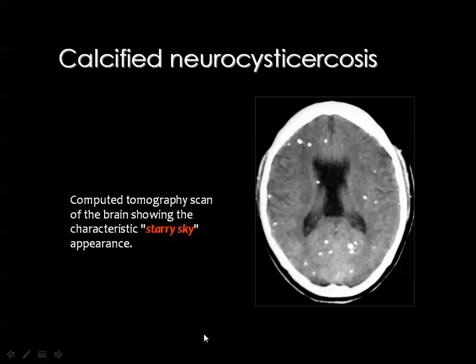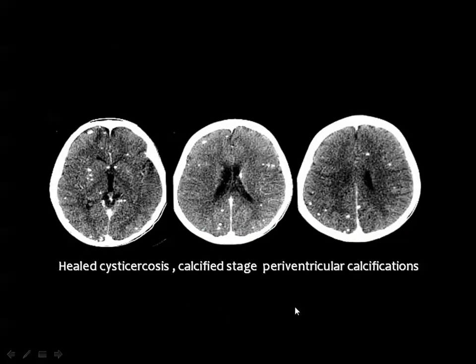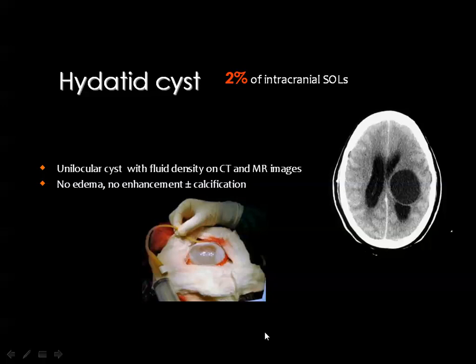Then we go to calcified neurocysticercosis, what we call the starry scar, with many periventricular calcifications, which is similar to the rest of congenital intracranial calcification. And this is healed cysticercosis, which should be included in the differential diagnosis of periventricular calcification.